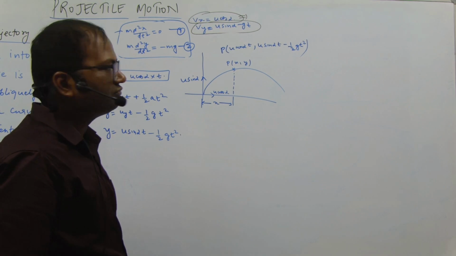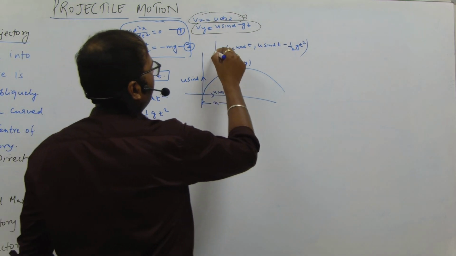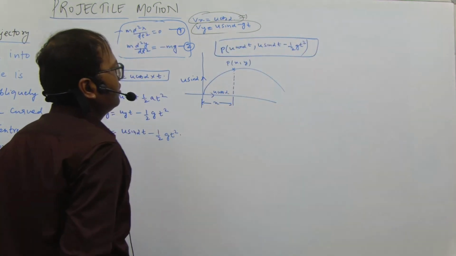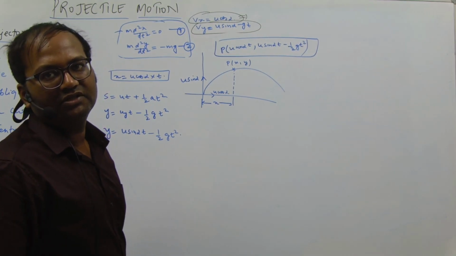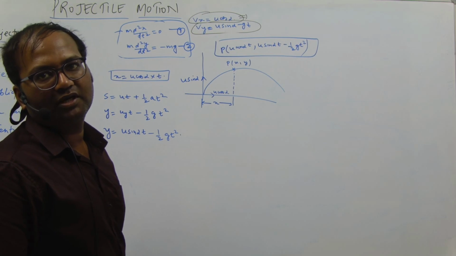Okay, so this is the coordinate of the random point after passage of time t, if the initial velocity is u and it is thrown at an angle of alpha.